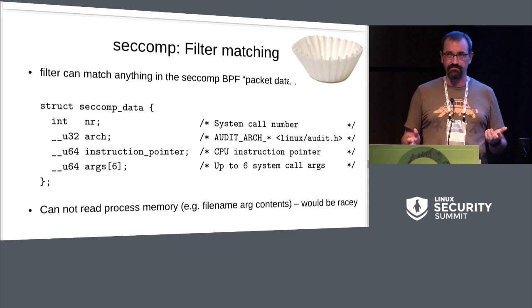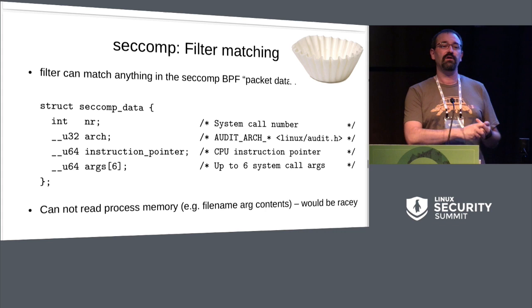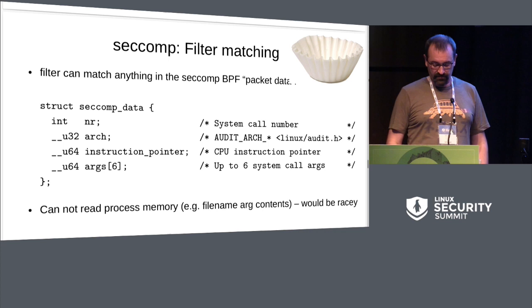And you can't actually read user space. You can't read the memory that any of these arguments might be pointing to, because you would later be racing the kernel, which would try to copy that same memory out. So there's sort of a standing problem with that. So seccomp only looks at the actual pointer values.